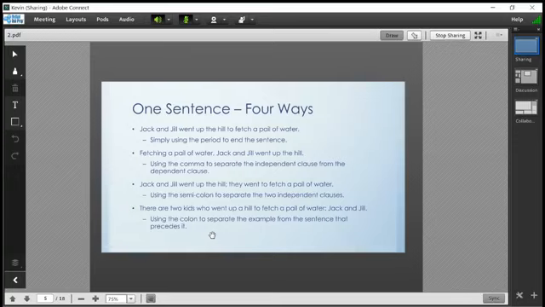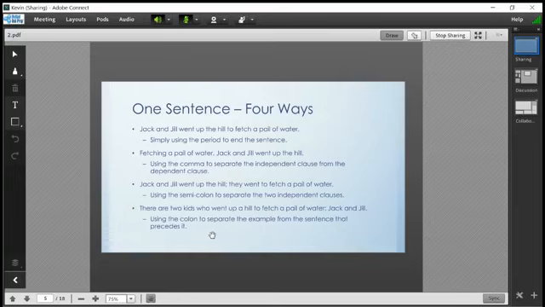Fetching a pail of water is my action. I know what's happening. I just don't know who is performing that action. Jack and Jill went up the hill. Jack and Jill would be the subject. Went would be the verb. So that would be my independent clause, and that's why the comma is correct. Next, Jack and Jill went up the hill. Okay, and then followed by they went to fetch a pail of water.